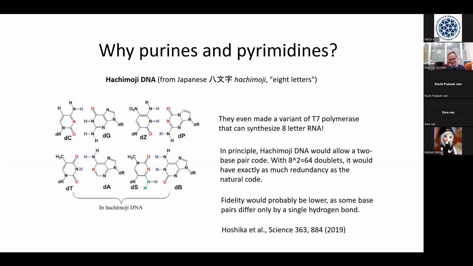But of course, you would pay a fidelity price, because some of the pairs differ only in a single hydrogen bond. So you could store information much more compactly, but you would pay a price in the fidelity of the information that you store. So it's still that, at least on basic biophysical grounds, you expect that the natural DNA is superior.